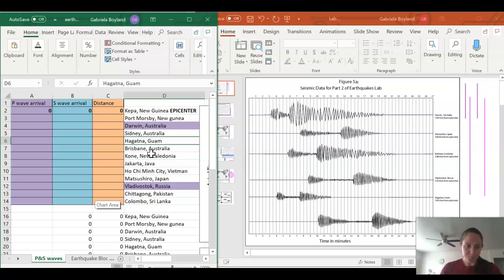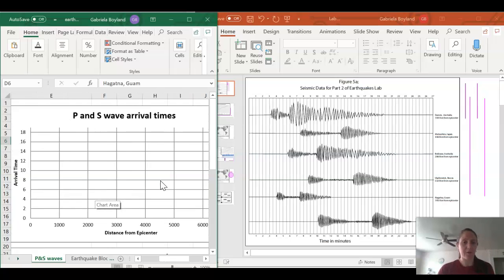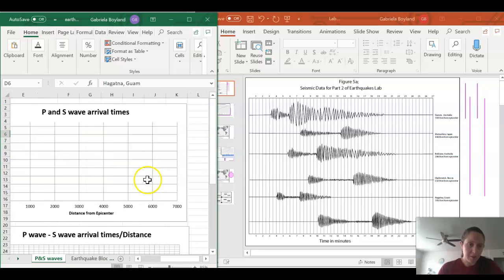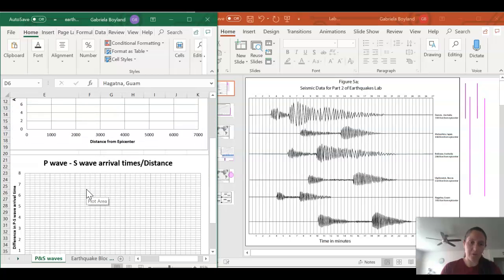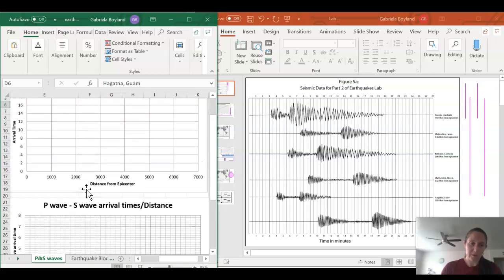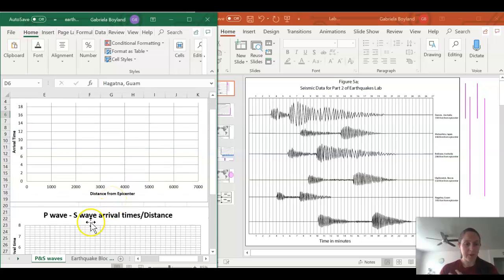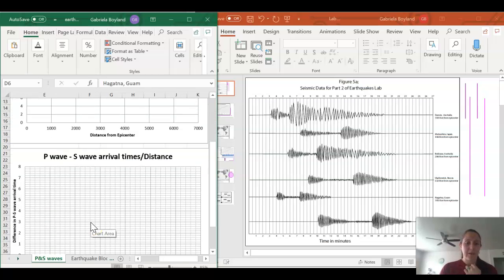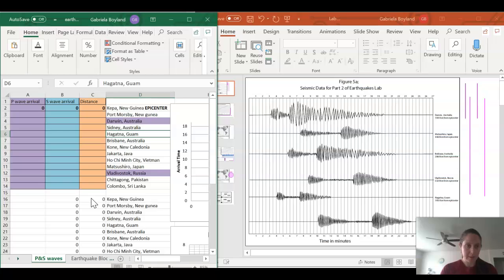Okay. And then towards the right, it also has two graphs. It has the P and S wave arrival times. So that's going to be filled once you start inputting some information. And it has the P wave and S wave arrival times versus distance. So as you go along, you'll see that these two graphs are different. This one is going to record both waves next to one another, the arrival time for each of them. And this one is going to record the difference in time between them, and is going to give you a corresponding distance with that difference in time. So we'll go through that as well.